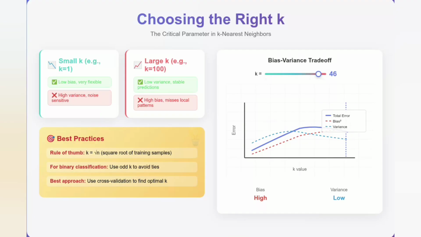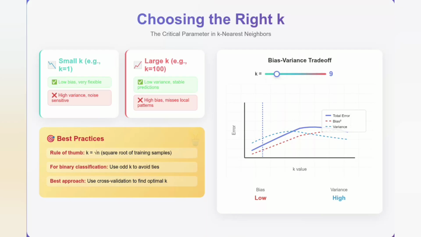As a rule of thumb, K should be odd for binary classification to avoid ties. Common approaches include using the square root of the number of training samples or using cross-validation to test different values of K and pick the one that performs best.